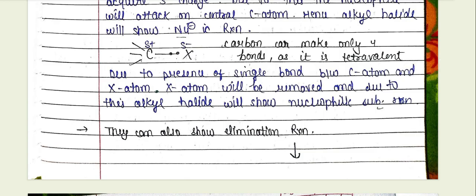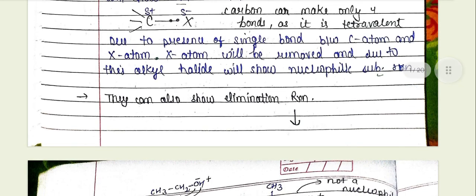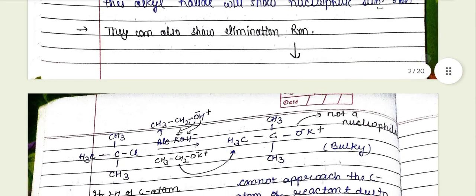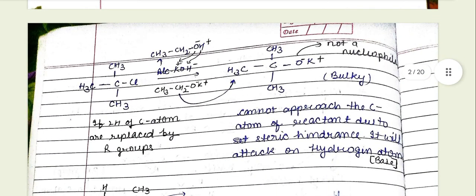Carbon can make only 4 bonds as it is tetravalent. Due to the presence of a single bond between the carbon atom and the X atom, the halogen atom will be removed, and due to this, the alkyl halide will show the nucleophilic substitution reaction. They can also show the elimination reaction.